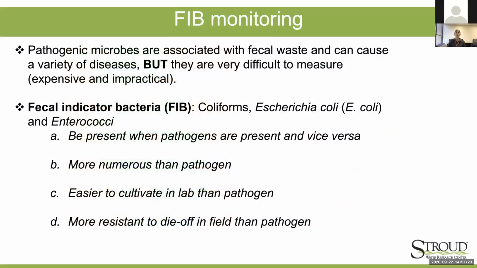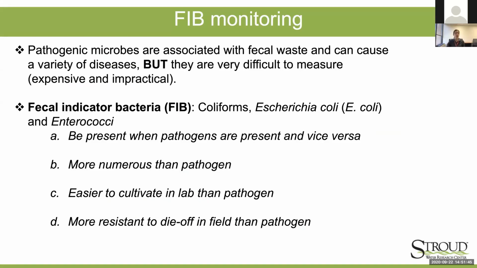So how do we evaluate bacteria in water bodies to determine if they are impaired? Well, pathogenic microbes are often associated with fecal waste and can cause numerous diseases, but it's difficult to measure directly. It's both expensive and impractical. So we instead use a group of indicator bacteria that are fecal associated.